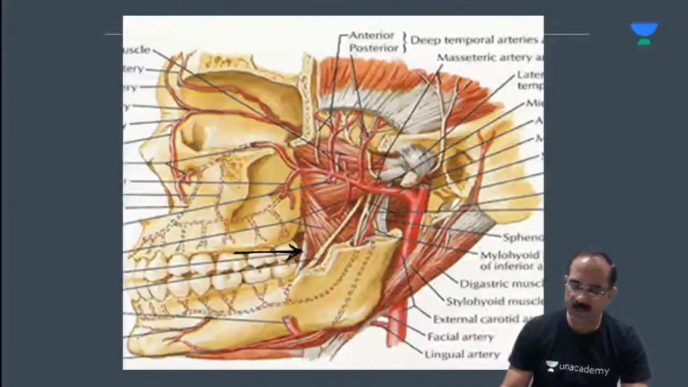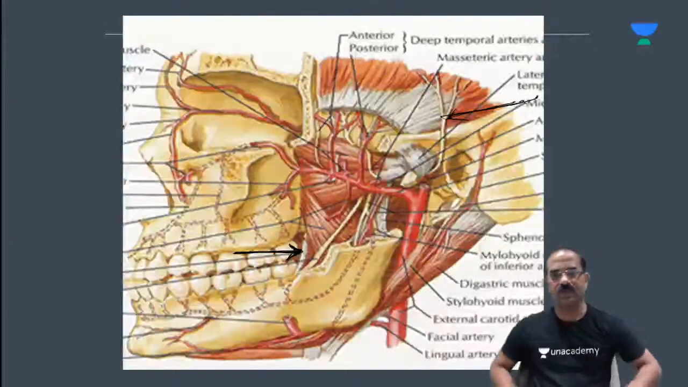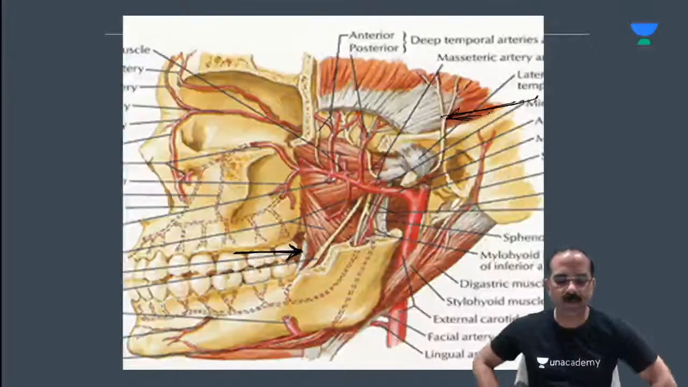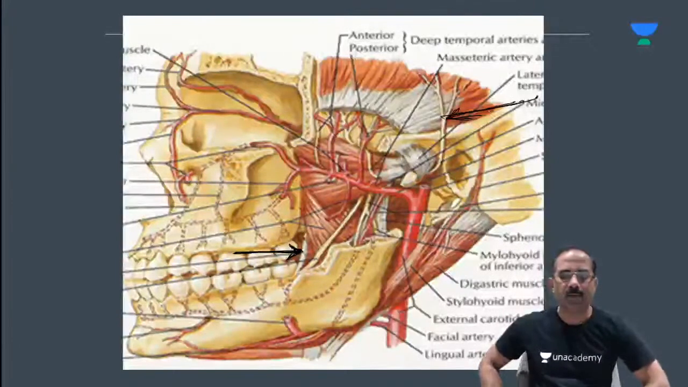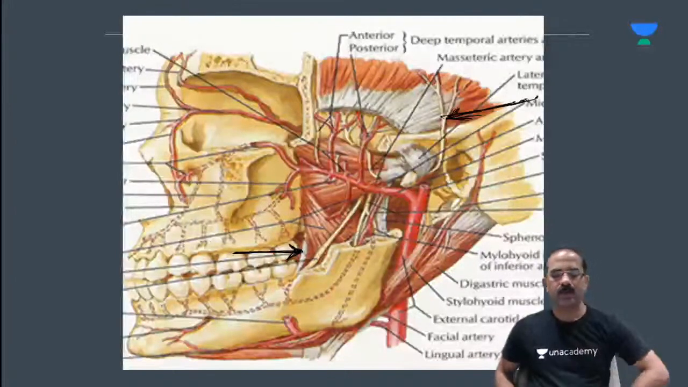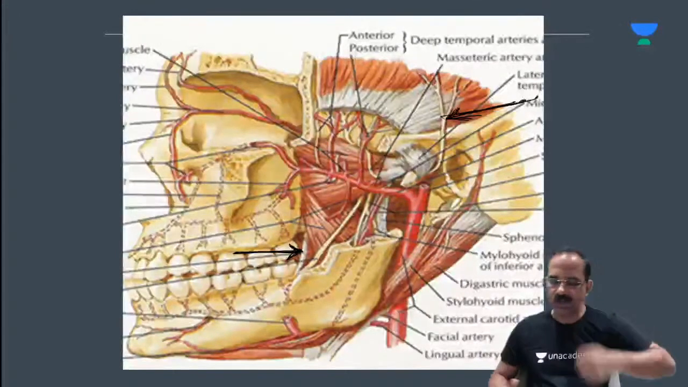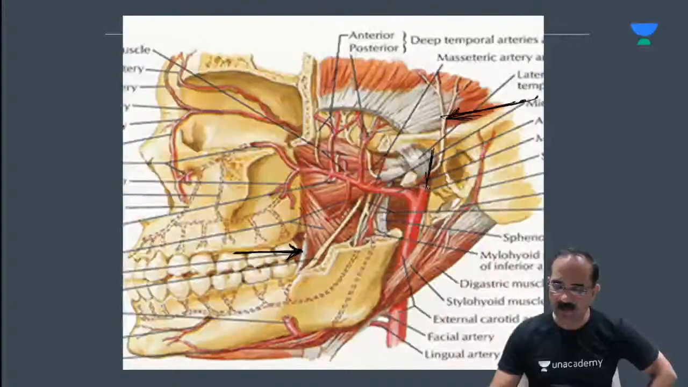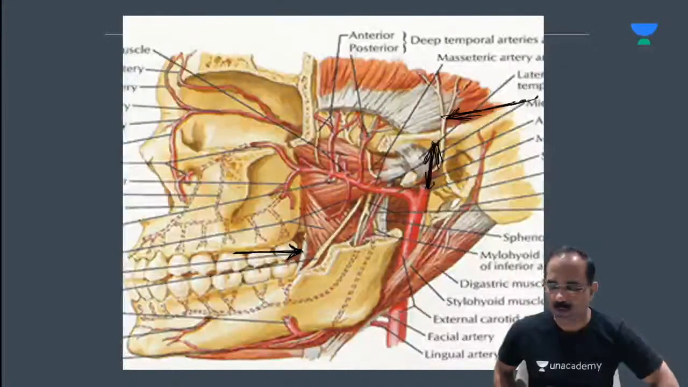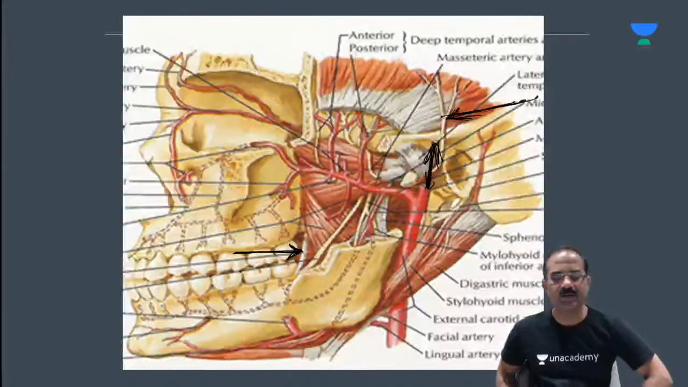Correct. Can anyone tell me what is this nerve? Guess, students, guess. This nerve goes up, and this is the nerve which accompanies an artery here, the same artery going up. That's the superficial temporal artery. The superficial temporal artery goes with a nerve.